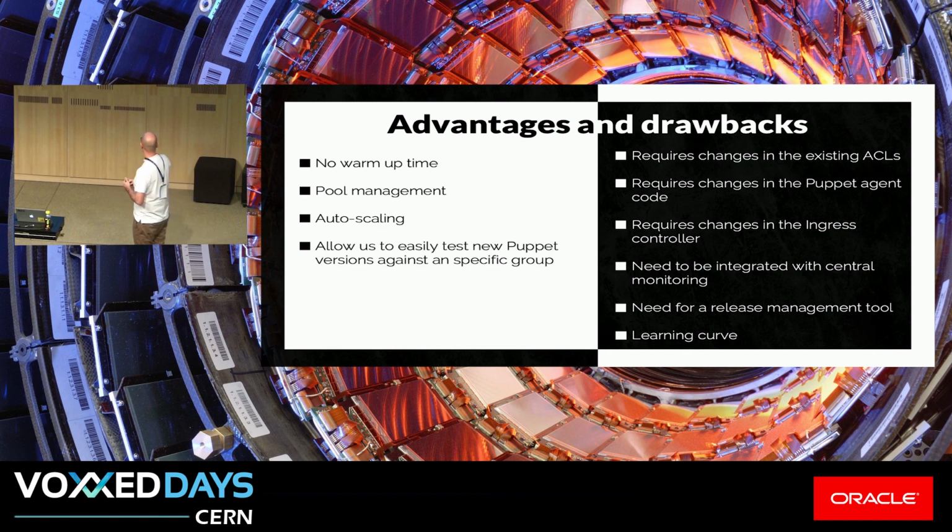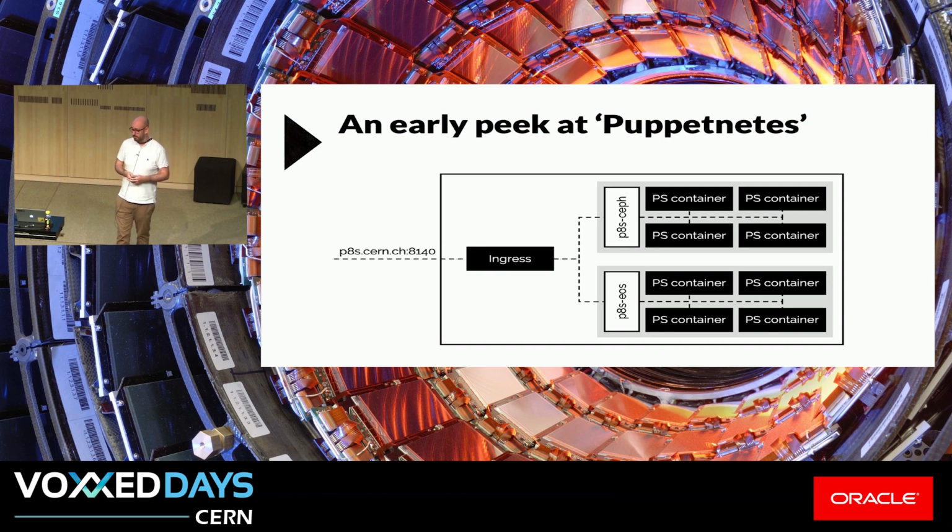We need also a release management tool. And finally, there is a huge learning curve. In our section, we are experts in Puppet, but not that much in Kubernetes. So we have to talk with different sections already using it, with cloud, like Danny's team, to make this kind of deployment. But we went ahead and we prepared this.